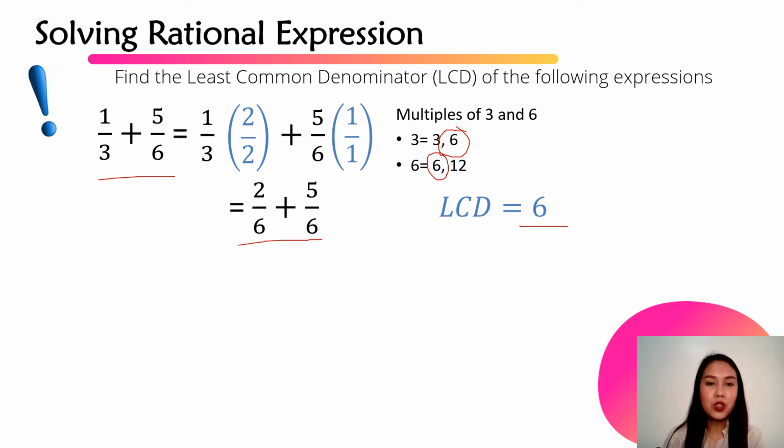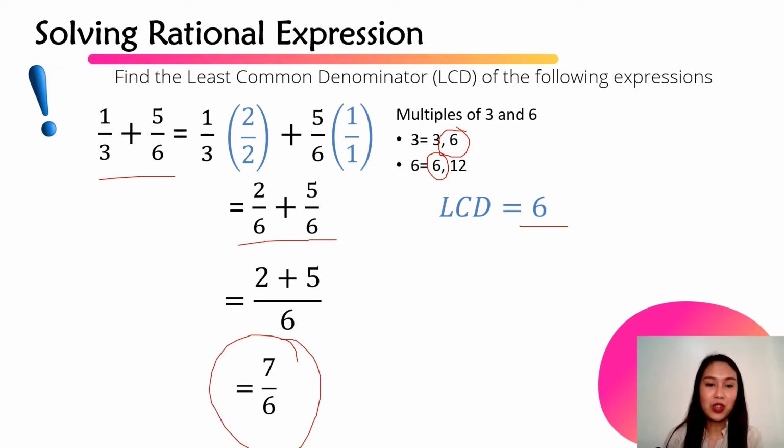Now, in this equation, we already have the same denominator. Therefore, we can add the numerators, 2 plus 5, and then copy the same denominator which the two fractions have, which is 6. So we can simplify this as 2 plus 5 gives you 7, and the denominator is 6. Therefore, the answer is 7 over 6. 1/3 plus 5 over 6 is equal to 7 over 6.